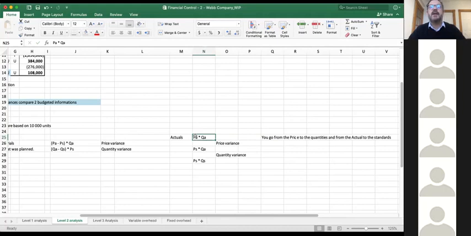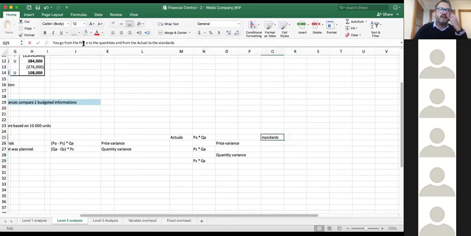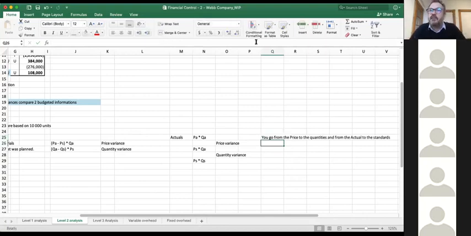Okay, price first, actual first. Then you go from price to quantity. So you should change the price from actual to standard. Okay. And then you change the quantity from actual to standard. And so that you know how you can use your information. Okay, so if you know this sentence, you go from the price to the quantities and from the actuals to the standards. You don't need to know the mathematical formula. You just need to remember this sentence in your mind. Okay?